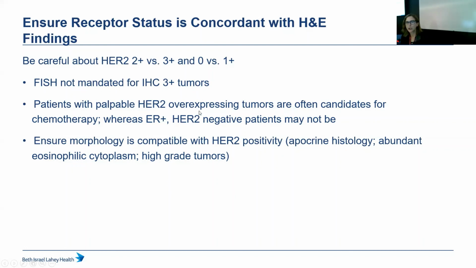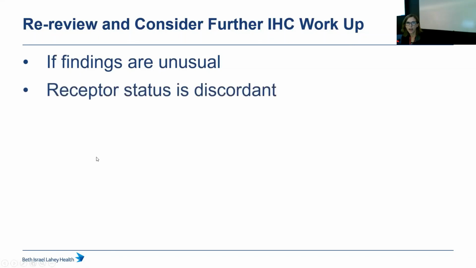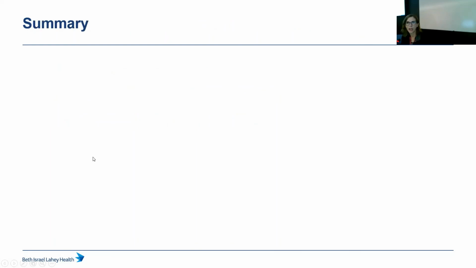Patients with palpable HER2 overexpressing tumors are often candidates for chemotherapy, whereas ER positive HER2 negative patients may not. So again, you have to be very careful about what you're calling 2+ versus 3+, and ensure the morphology is compatible with HER2 positivity. Those also should be high-grade tumors, apocrine histology, abundant eosinophilic cytoplasm. There's a phenotype for HER2 positive tumors. So always re-review and consider further workup if the findings are unusual, or receptor status is discordant, in the setting of a history of another cancer.